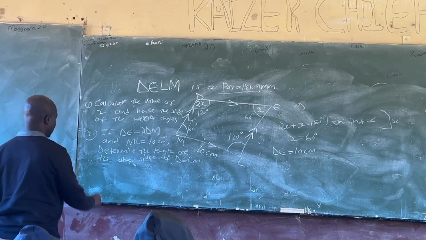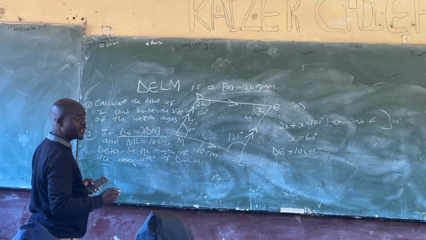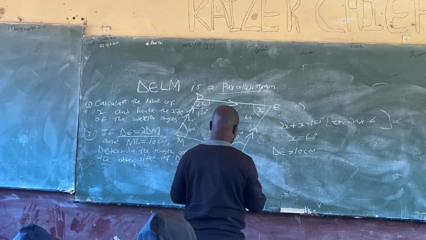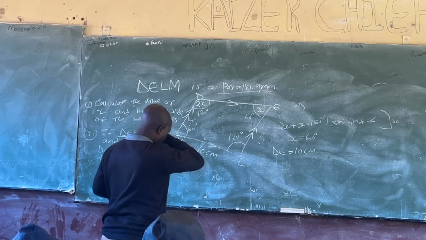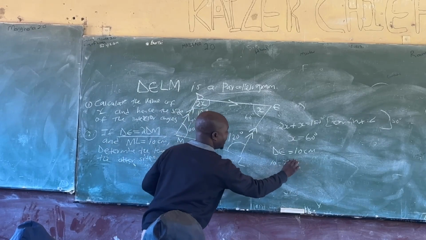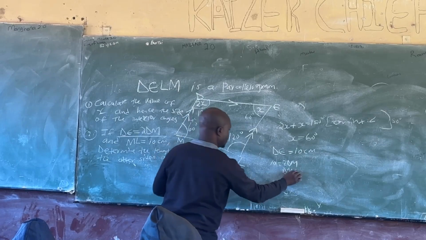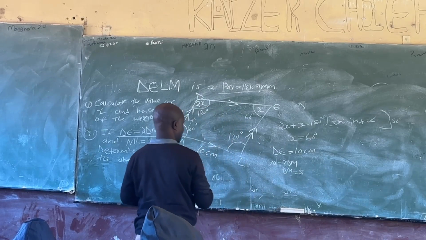And don't forget, DE equals 2DL. Correct? DE equals what? 2DL. It means what is the DM? 20 centimeters. If you have 10 equals 2DM, it means that my DM equals 5. Then DM is 5.